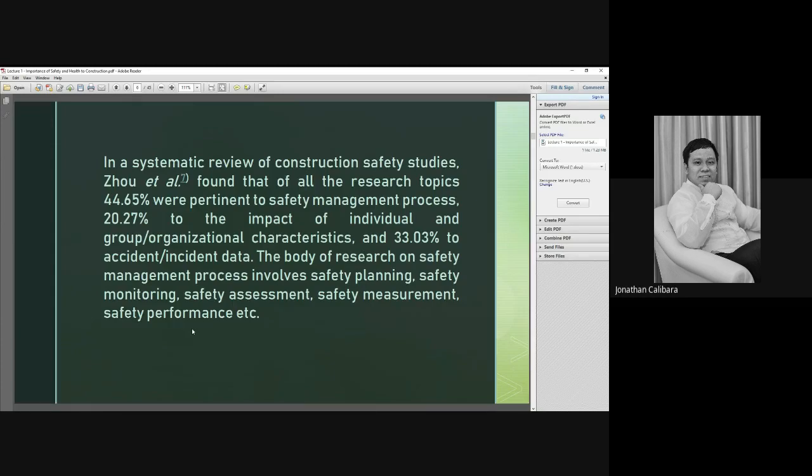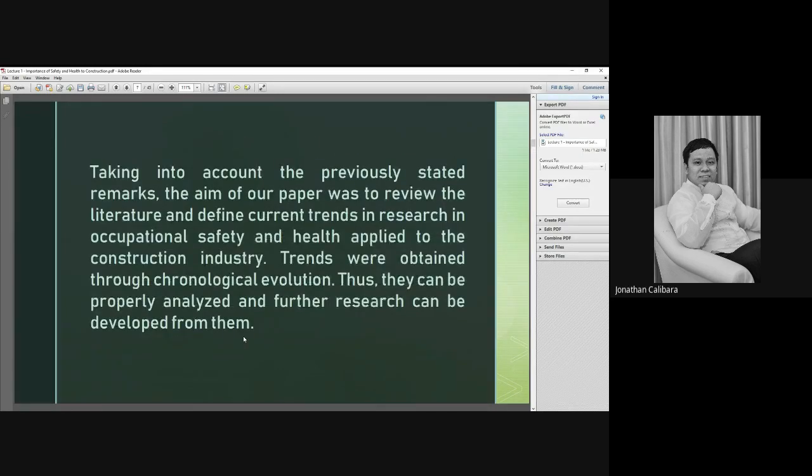Taking into account the previously stated remarks, the aim of our paper was to review the literature and define concurrent trends in research in occupational safety and health. The trends were obtained through chronological evolution. Thus, this can be properly analyzed and further research can be developed from them. This research is a collection of activities from previous research, so it's just a general thing.